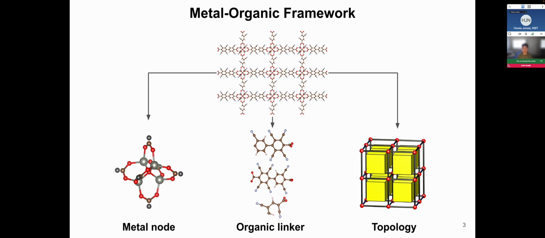Today, I would like to introduce a type of material called metal-organic framework. So the first question is, what is metal-organic framework? Essentially, this is a type of nanocrystalline material with three major components. The metal node, which is essentially an inorganic cluster with multiple connection points. And we also have the organic linker, which are molecules with two connection points. And the topology, which defines how the metal nodes are connected to the organic linkers.